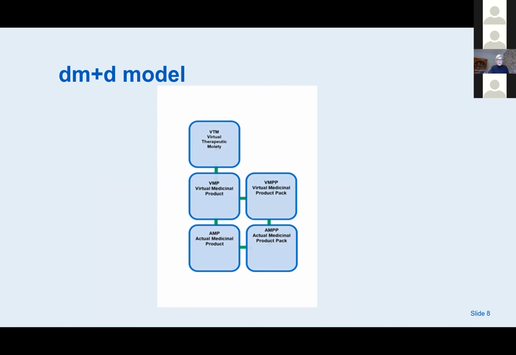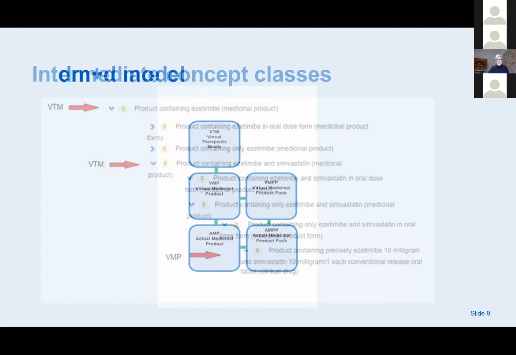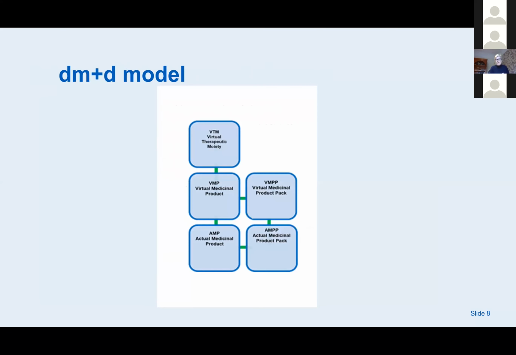Now, another way that the two terminologies differ is we have the Dmd model, which is this 5-box model, it's fixed, and each VMP, each generic product, has one parent VTM. So for something that has a single ingredient, like paracetamol 500 milligram tablet, it has a VTM of paracetamol. For a combination product, so for example, your paracetamol and codeine tablets, it has, again, a single VTM of paracetamol and codeine.